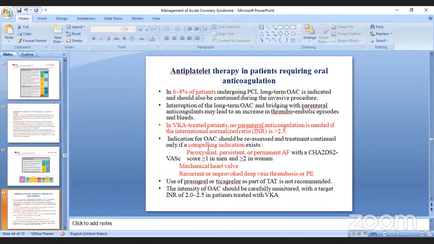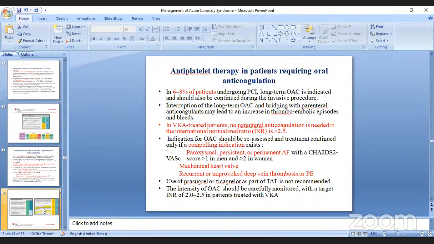And they should be continued only if there is a compelling indication in the form of AF, in the form of mechanical heart valve or recurrent unprovoked DVT. And use of prasugrel or ticagrelor is not a part of this triple antithrombotic therapy, which I'll be explaining earlier. The intensity should always be monitored in order to maintain an INR of 2 to 2.5.